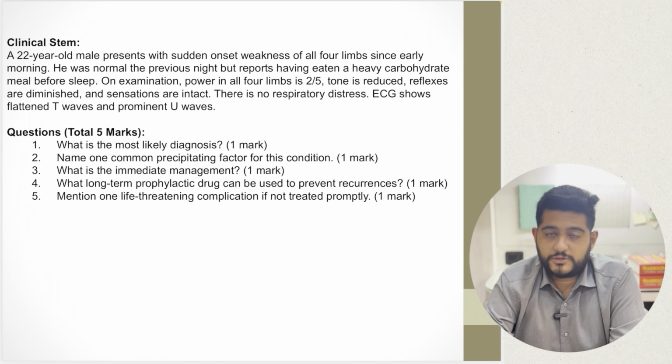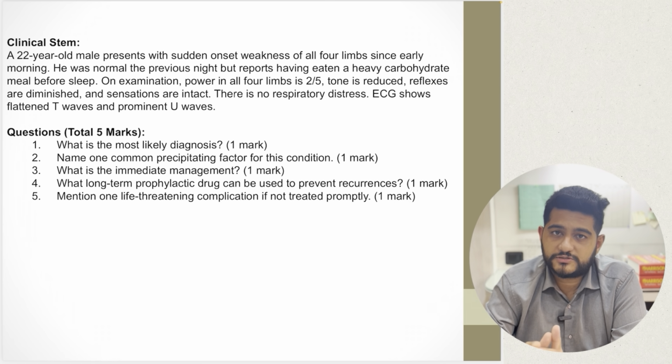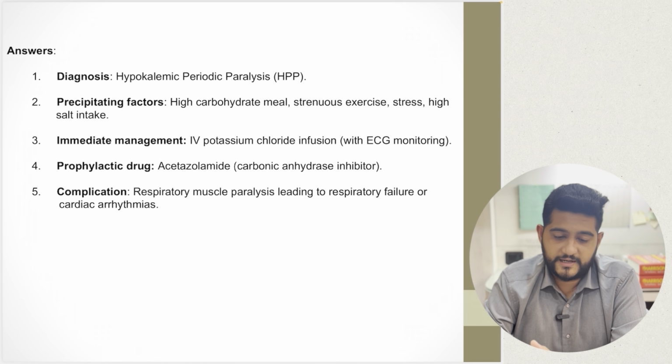So the clinical clue is the sudden onset weakness which is being precipitated by a heavy carbohydrate meal, and the power of the 4 limbs is 2/5, the tone is reduced, the reflexes are diminished, and another important ECG finding is being given, that is flattened T waves and prominent U waves. So I think you can correlate which direction the diagnosis is going. So yes, it's hypokalemic periodic paralysis. The findings of the ECG are of hypokalemia, and the way it is presented, it's a periodic paralysis.